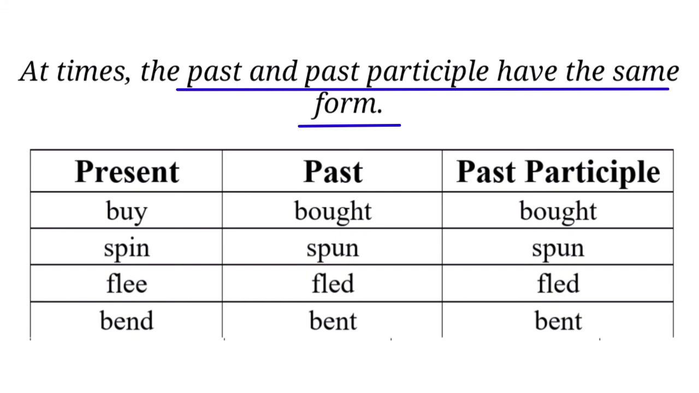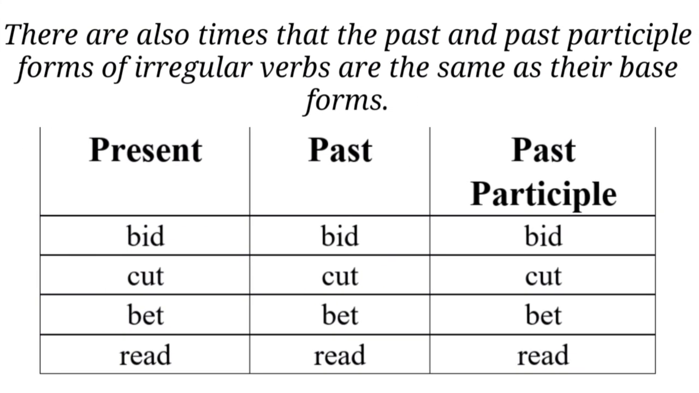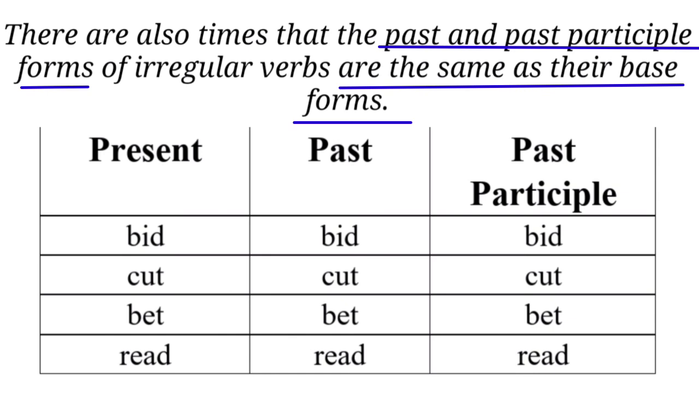Another rule for irregular verbs, there are also times that the past and past participle forms of irregular verbs are the same as their base forms. Okay, here are the examples. Bid, cut, bet, and read. Okay, now read the past and past participle. Past and past participle forms of irregular verbs are the same as their base form. No changes at all.